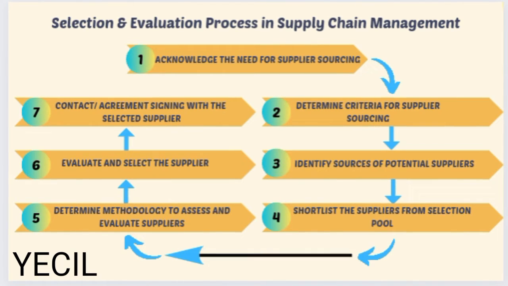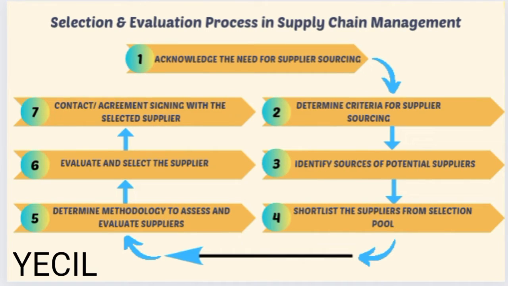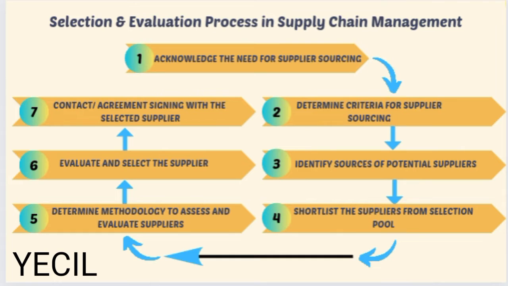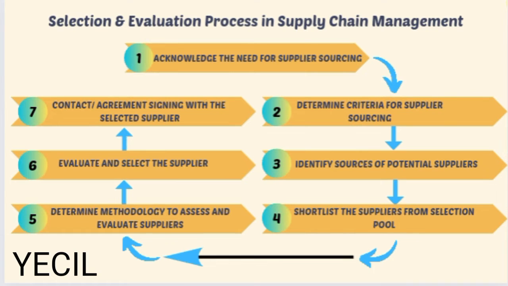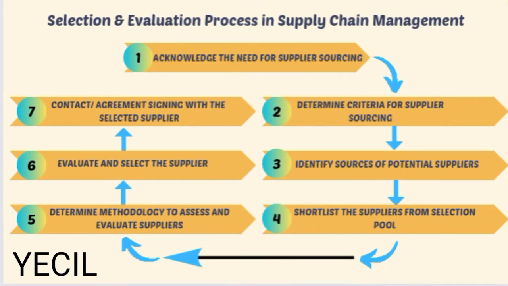So overall, the selection and evaluation process in supply chain management plays a critical role in ensuring supplier reliability, optimizing cost, fostering innovation, promoting compliance and sustainability, and building strong supplier relationships. It contributes to the overall efficiency, resilience, and success of the supply chain.